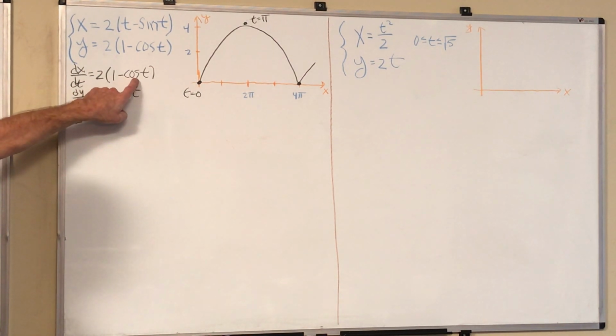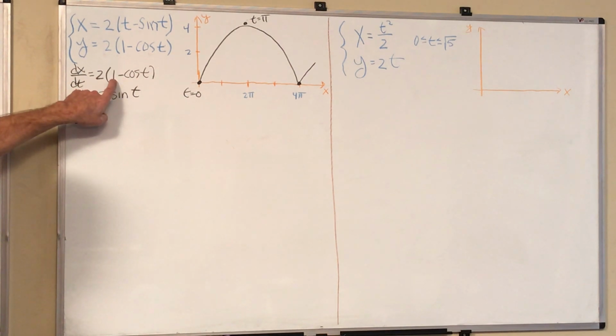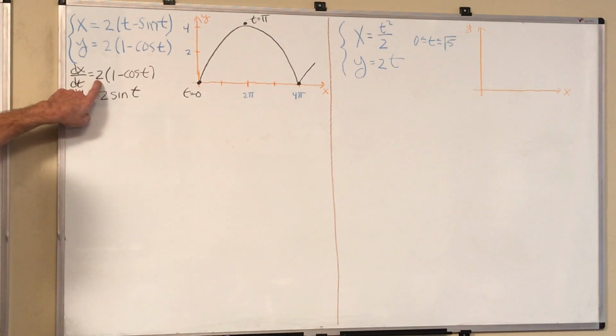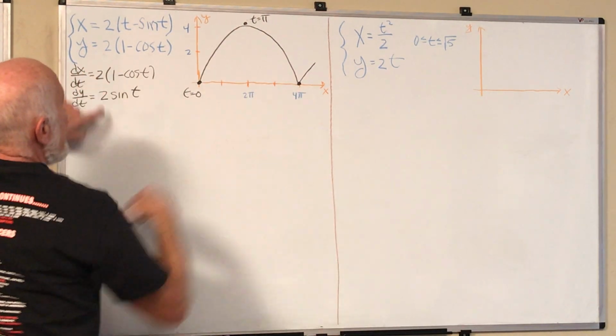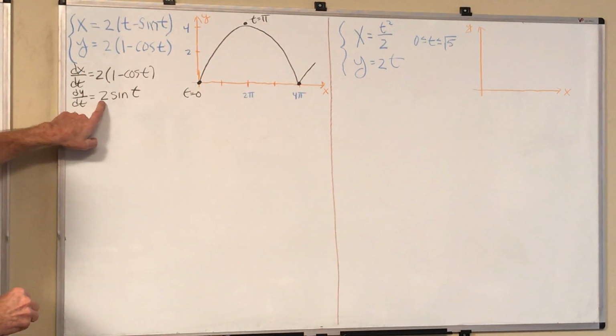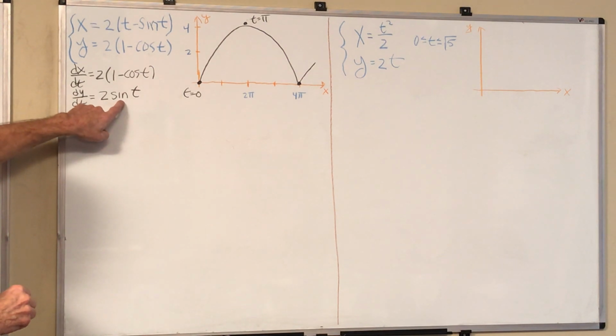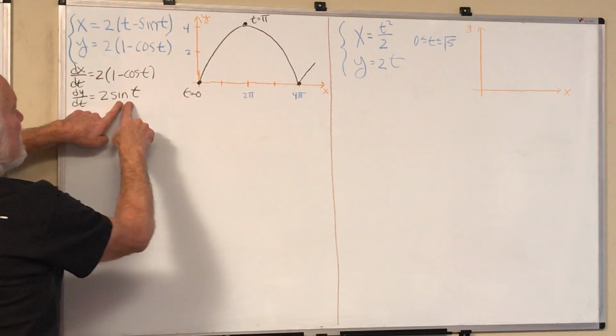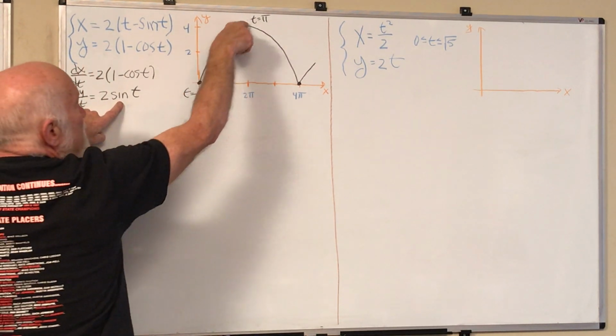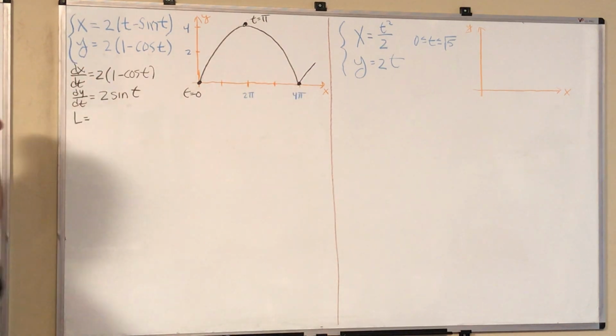Since the cosine of t never gets bigger than 1, dx/dt is always going to be positive or 0. So you're always moving to the right. And dy/dt, since it's the sine of t, from 0 to pi, dy/dt is positive. You're going up and then you're going down.